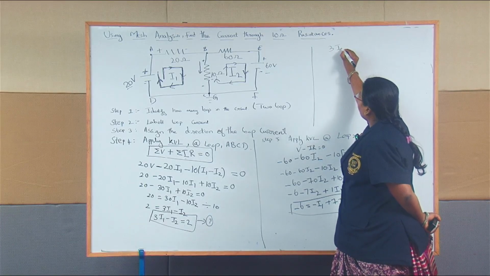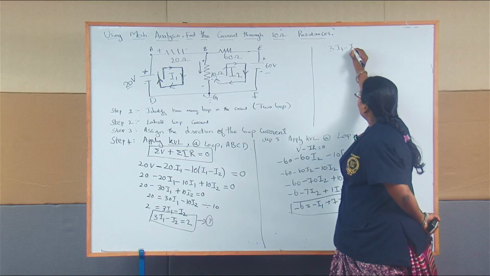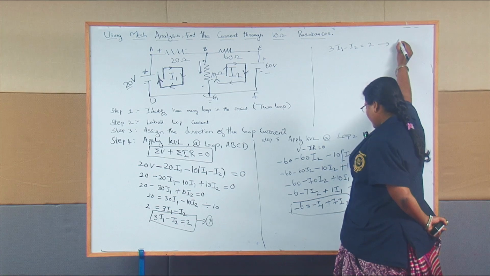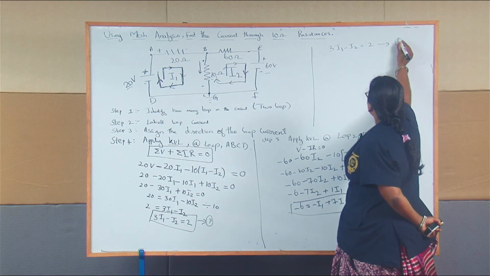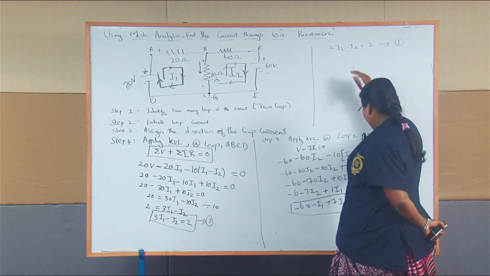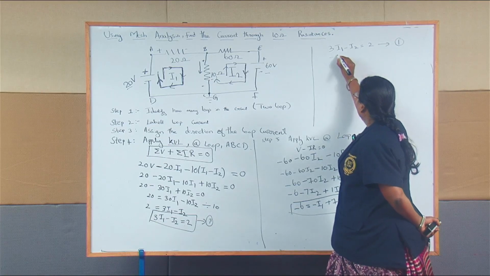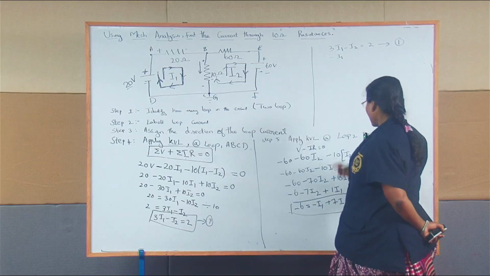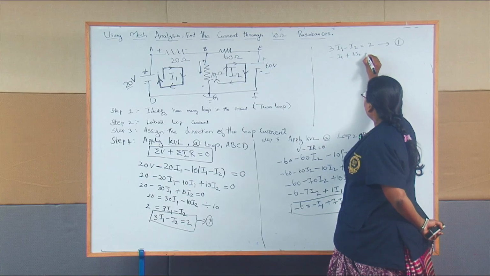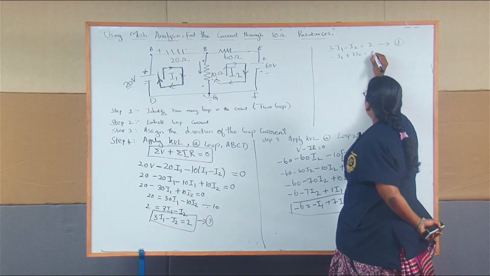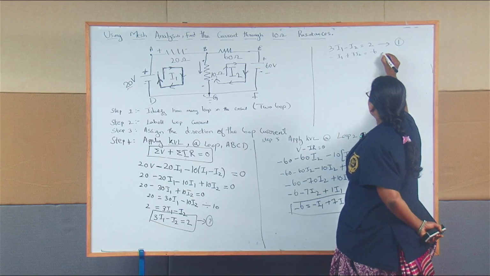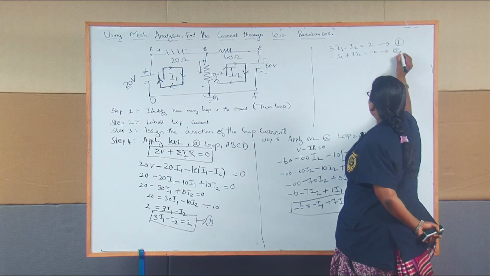So your equation 1 is minus 3 I1 minus I2 equal to 2. This is your first equation. Then here, minus I1 plus 7 I2 equal to minus 6. So this is your second equation.